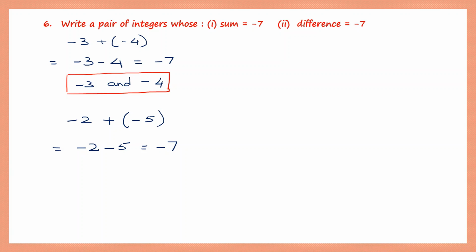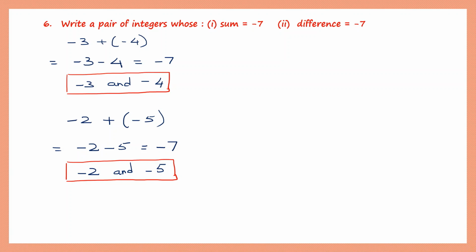So here also, can you see? You have taken two integers, minus 2, minus 5. When you add them up, you get minus 7. So this is another pair. So this is just for you to know that there are more pairs. So minus 2 and minus 5. This is another pair of integers which will add up to give you minus 7. Similarly, there are many more pairs, the combination of which will give you minus 7.